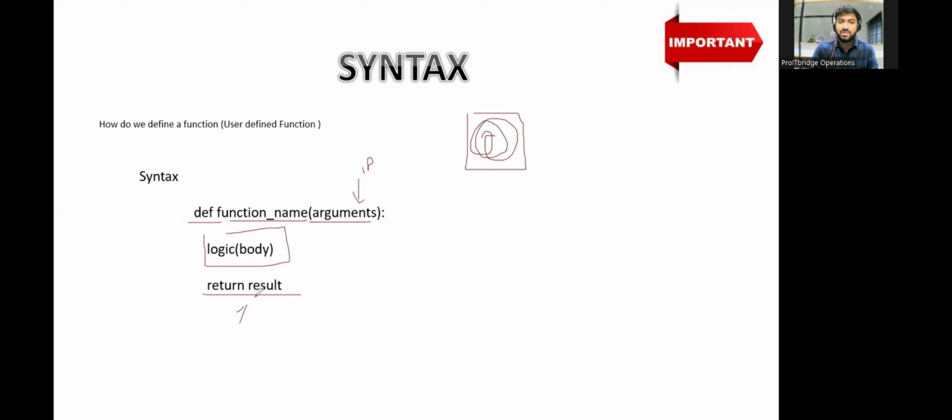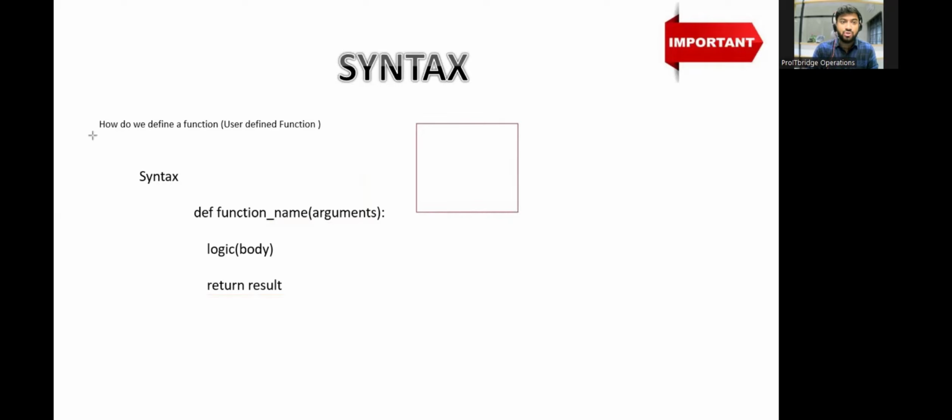Okay, what is this returning a result? Again, we need to remember one thing. Once I define a function, don't you think I can use it multiple times? Or do I have to use it only once? Once I define it, I can use it n number of times. So let's try to define a function.